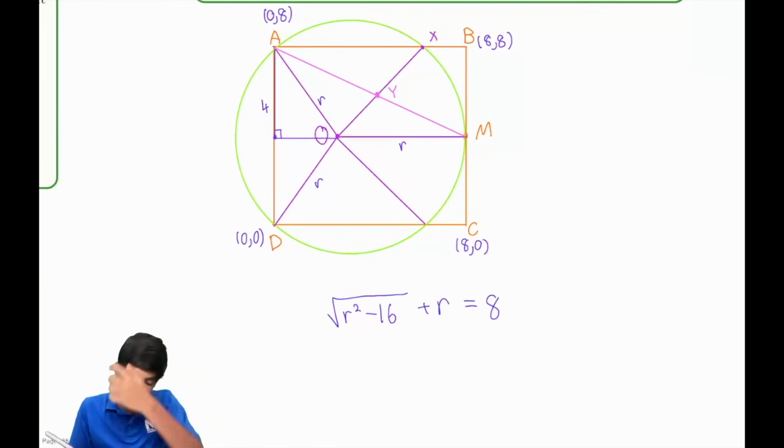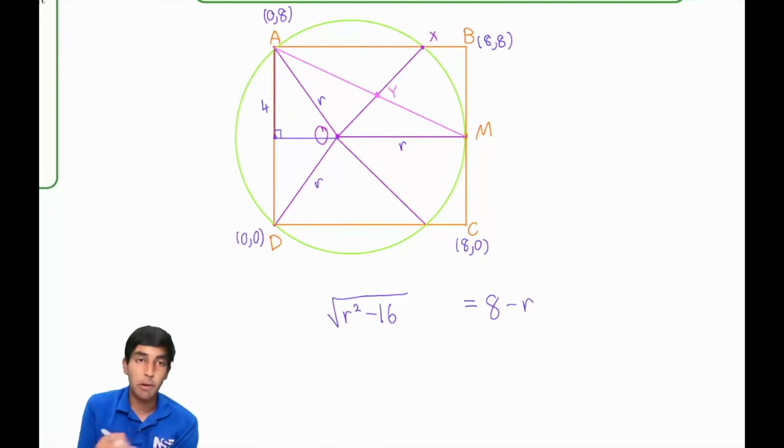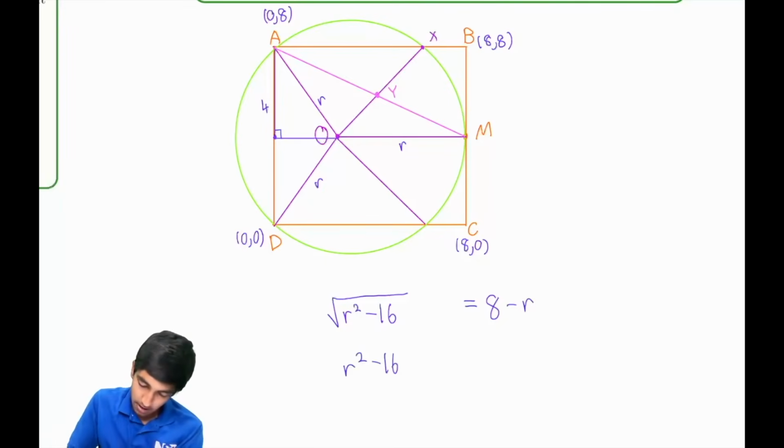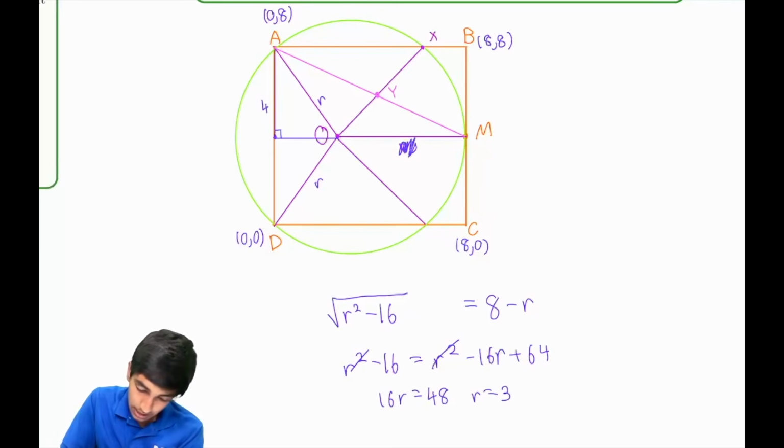So from here, we can pretty easily solve for R. And the trick is, in this case, you want to isolate the square root term. So we do that, and now we just square both sides. And it's going to be a pretty simple equation to solve. So the R squared cancels. We're left with 16R is 48, or just R equals 3. Now R is 3. Now we know that for sure.